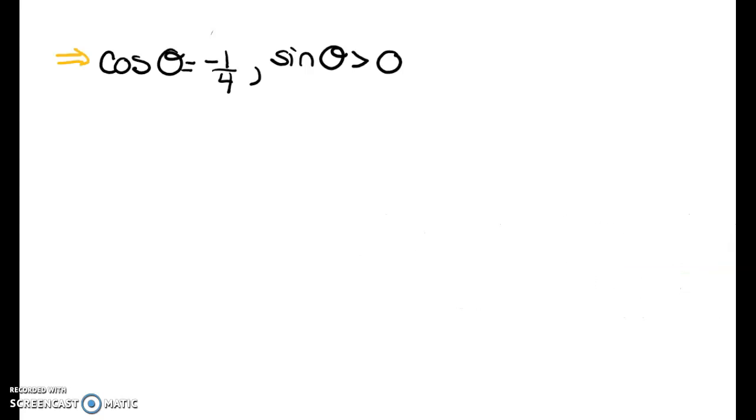So let's first figure out what quadrant we're in. Cosine is negative in quadrants 2 and quadrant 3. Sine, okay, so greater than 0 means it's positive. So that's quadrant 1 and quadrant 2. So this is a Q2 angle, right? Because that's the only quadrant that's being shared here.